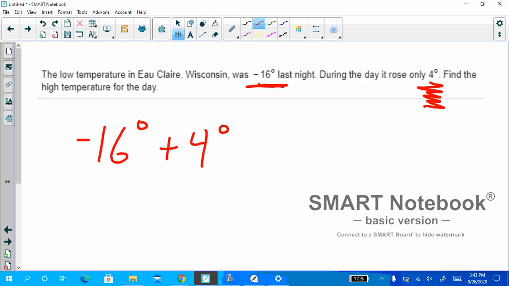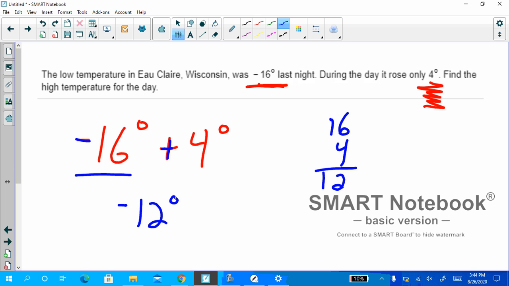So notice we have different signs. So different signs we subtract. Take the sign of the bigger number, which is negative. So if it started at -16 and goes up 4 degrees, then the high would be -12.